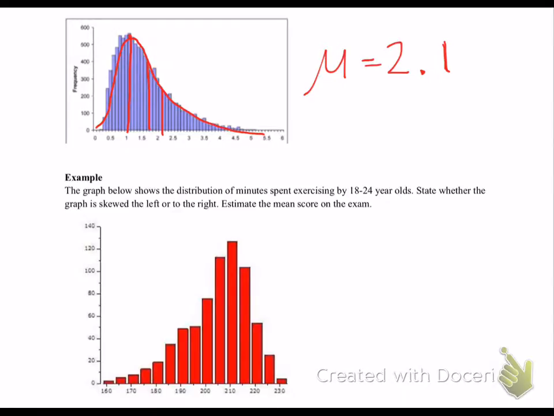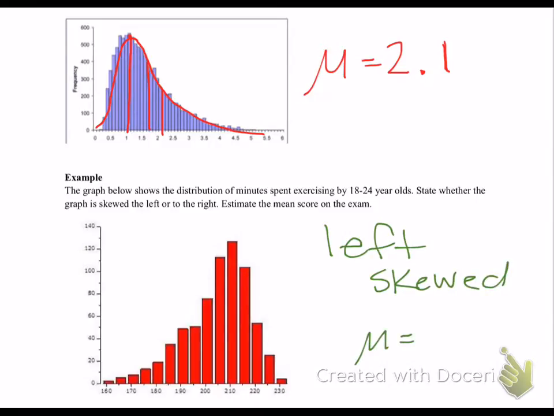The next one, I believe it's on the next page for you, is a distribution of minutes spent exercising by 18 to 24-year-olds. State whether your graph is skewed to the left or to the right. Because most of my data is happening to the right, this is what we call left skewed. The next thing we have to determine is the mean. Again, to do that, we draw our picture on there. Here's the peak, so I drop that straight down, and then I go about 2 deviations away. So I would say my mean is roughly 195.